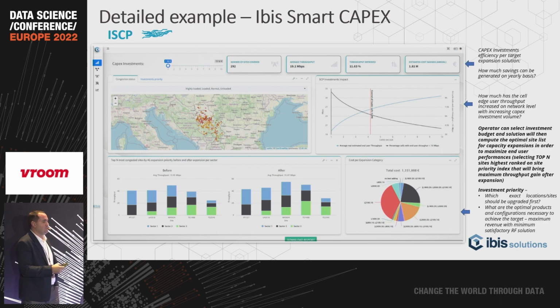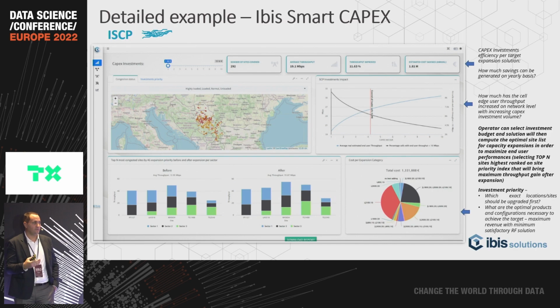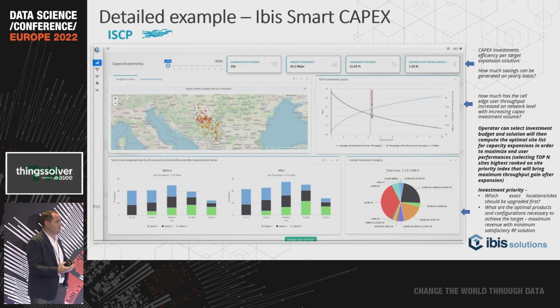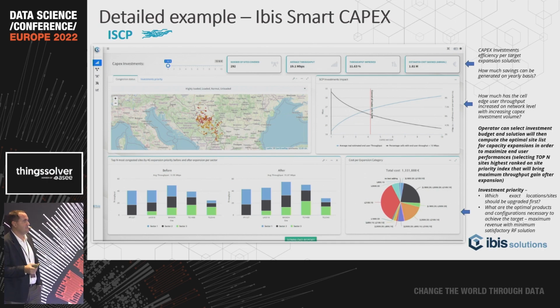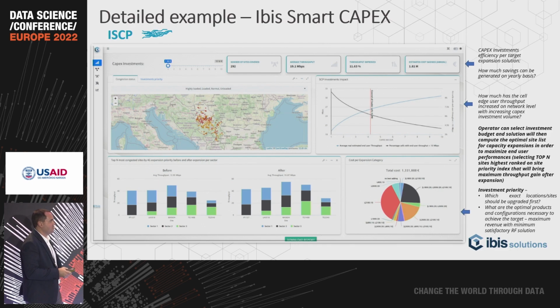Of course it can be vice versa. You can also say, this is the level of service I want to achieve, and then the tool will compute and let you know what is the amount of investment you need to make in order for that particular quality of service to be reached.